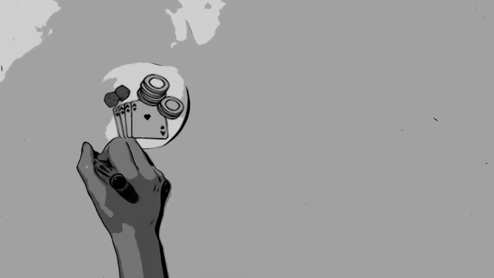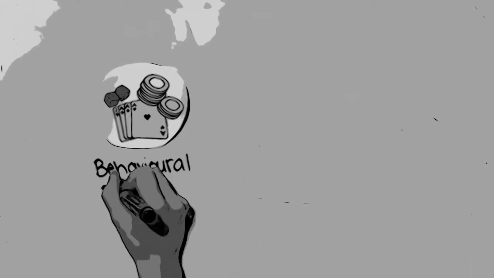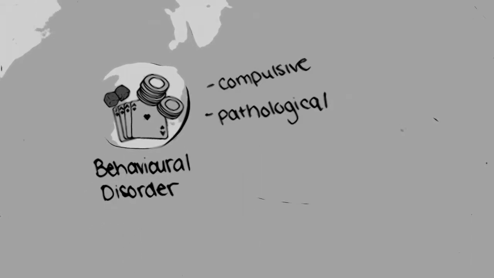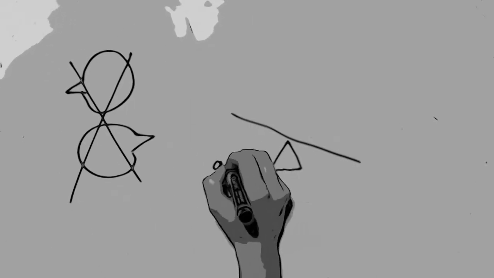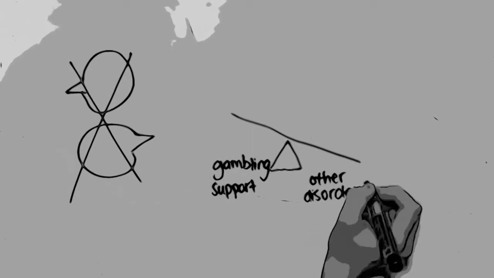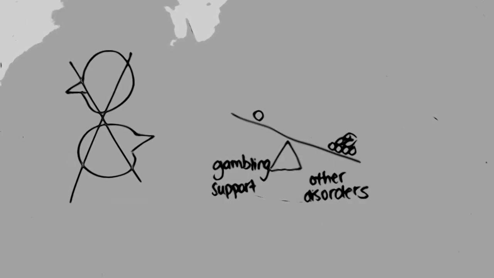Gambling addictions affect romantic relationships. Gambling as a behavioral disorder, referred to as compulsive or pathological gambling, is not commonly discussed and lacks the amount of support and services that are usually provided for other addictive disorders in the field of psychology.